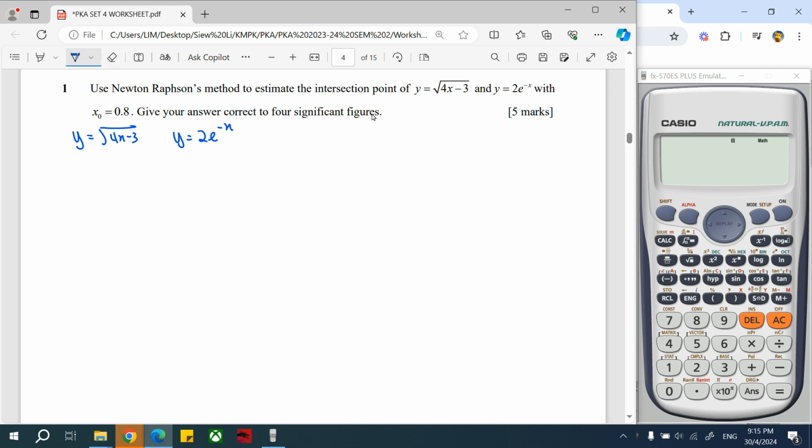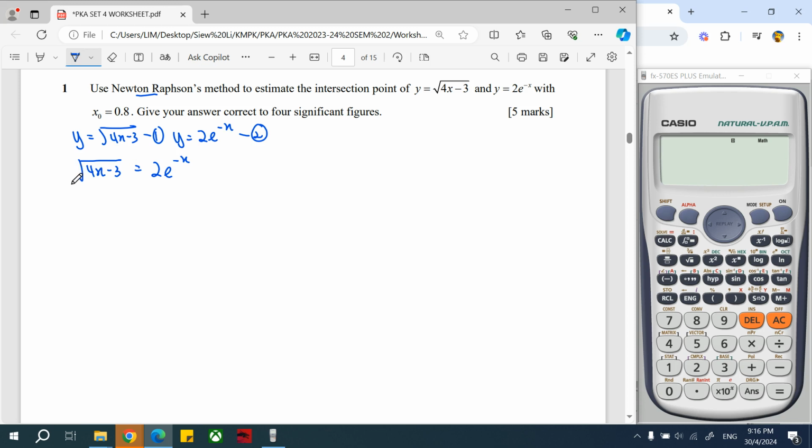To solve for this intersection point, we need to build the simultaneous equation. When we substitute, the square root of 4x minus 3 will be equal to 2e to the negative x. Then, to solve this nonlinear equation, we use the Newton-Raphson method. We need to form our function. We cannot just directly move the exponential to the left-hand side or the surd to the right-hand side, because the surd function is not a convergent function.